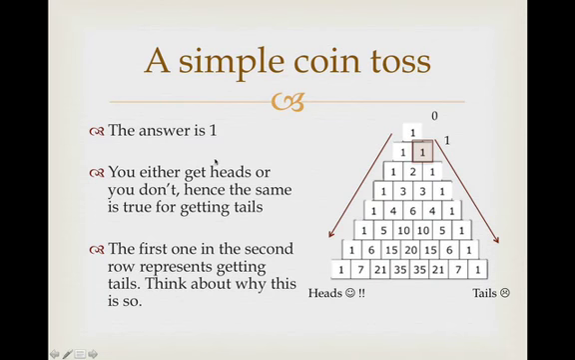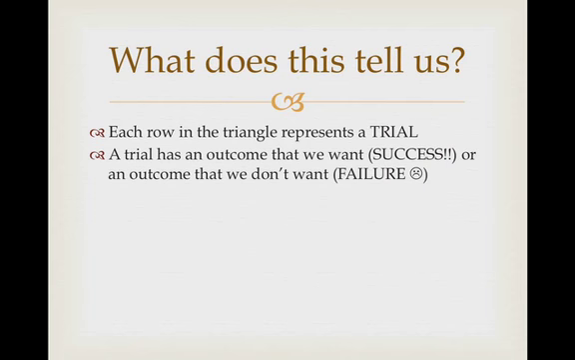So you either get heads or you don't get heads. That's the logic behind it. And the same is true for tails, as we're going to see in a moment. And it's why the first one in the row is getting tails, because we get 0 heads, and there's one possible outcome, in which case to get 0 heads we're of course going to have to get a tails off that coin toss. So each row, as I said before, is a trial, and a trial either has a success or a failure, so something we do want or something we don't. That should hopefully be quite obvious, because this is quite a simple concept so far behind Pascal's triangle.